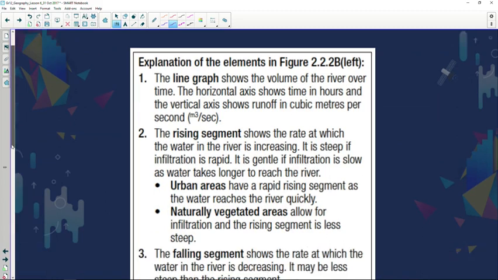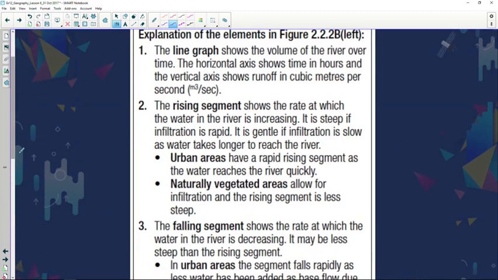like I've mentioned, they just give you an example. Urban areas, what's going to happen? That line graph is going to shoot up. Because why? Urban areas are covered with tar road surfaces, are covered with concrete surfaces. Is the water going to infiltrate? No. Why? Because it's impermeable. The water can't infiltrate over these tar road surfaces. But let's say naturally vegetated areas where there's plants, what's the water going to do? It's going to infiltrate. So that line graph is not going to be that steep.